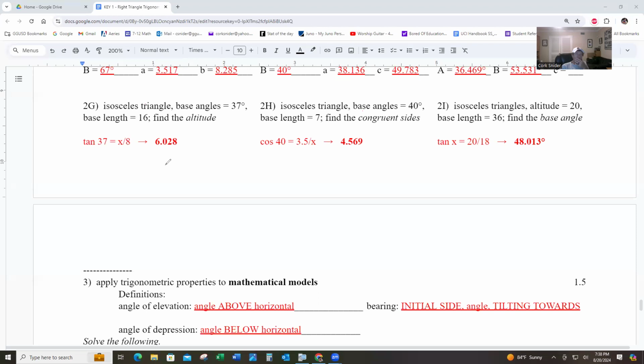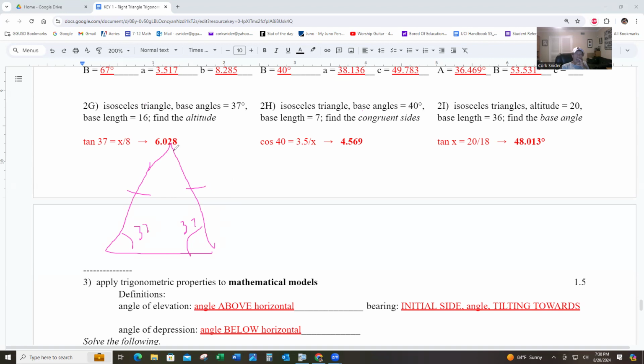Okay, so isosceles triangle. Remember what isosceles means? Isosceles means two sides are equal. Let me try to get this right. There we go. So these two sides are equal. Okay. And the base angles are 37 degrees. So that's 37. And of course, that means that one's 37.